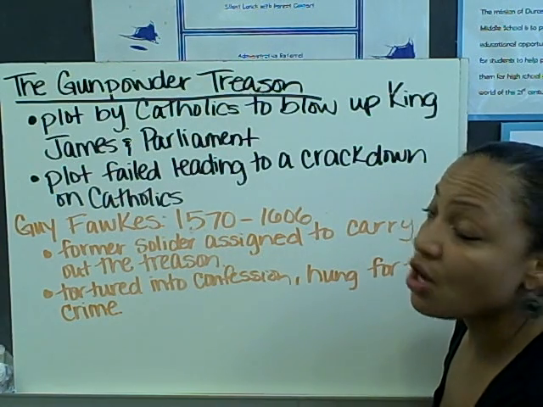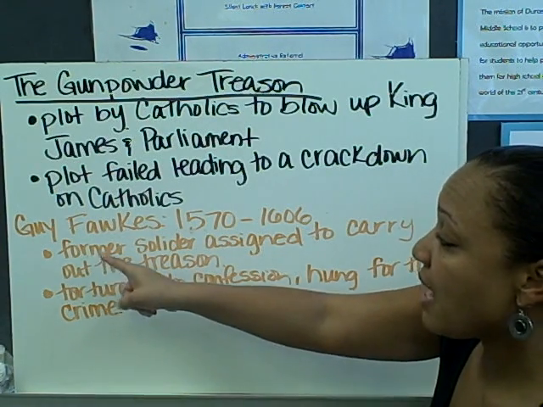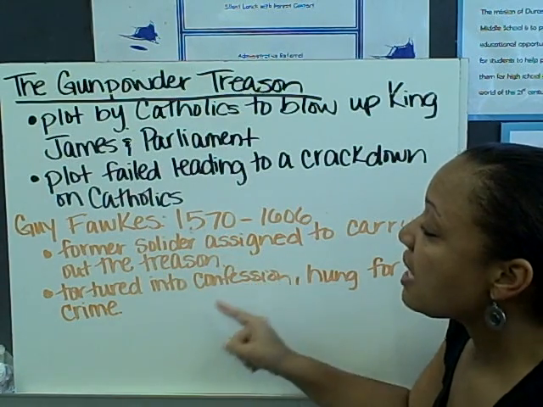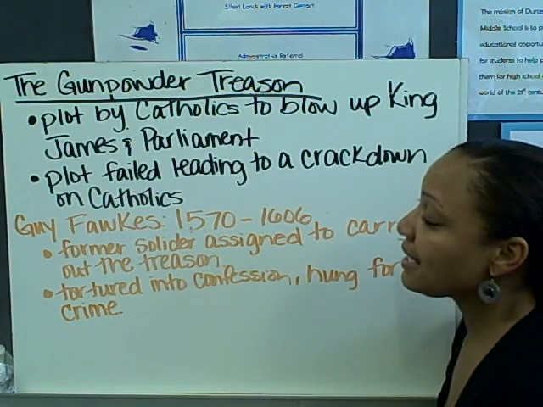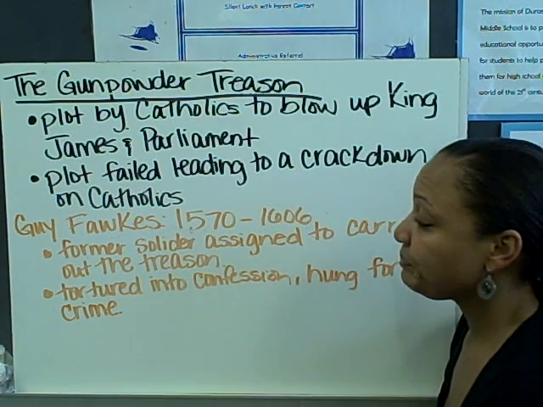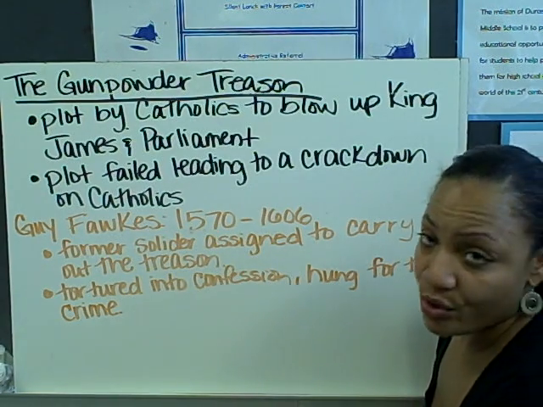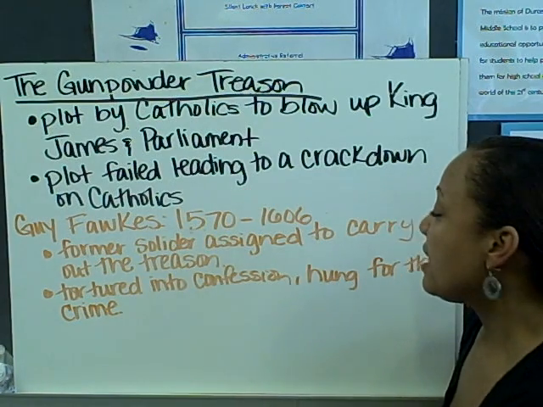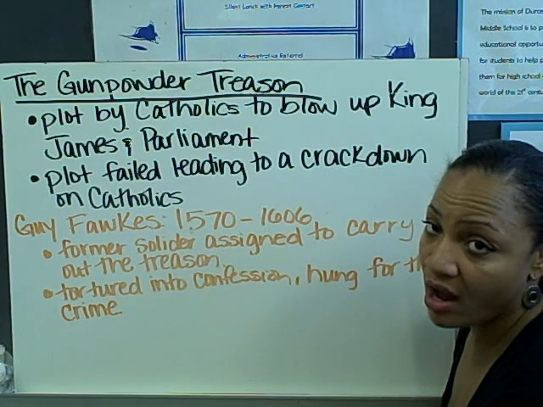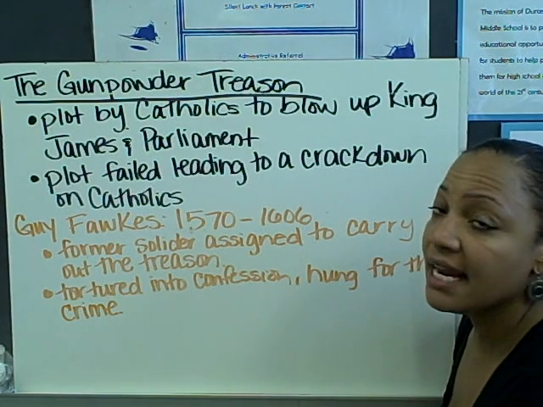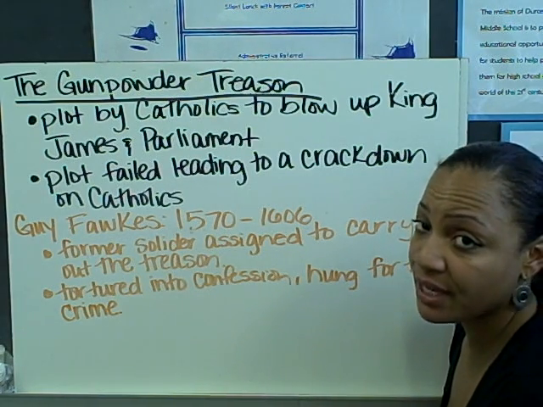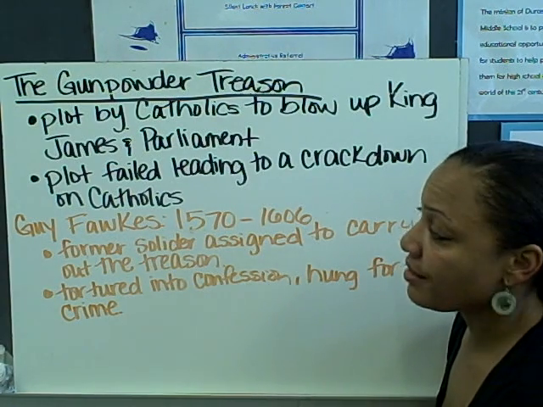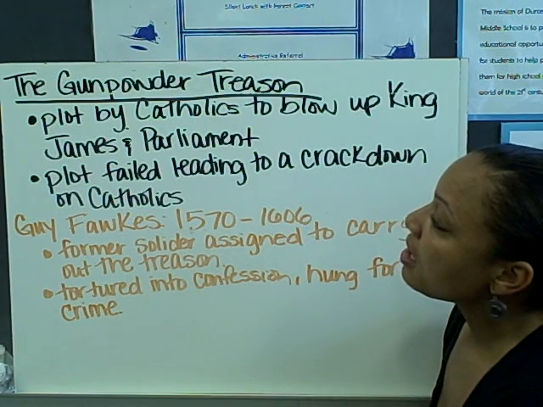The person that was in charge of this plot, Guy Fawkes, from 1570 to 1606, this is how long he lived, he was a former soldier, and he was assigned to carry out the treason. Of course, like I said, it failed, so when they caught him, they did torture him into confession, and he was hung for the crime. But before they could actually hang him, he went ahead and jumped off the plank himself and hung himself as a sacrifice, I guess, or he just knew that he was about to die.